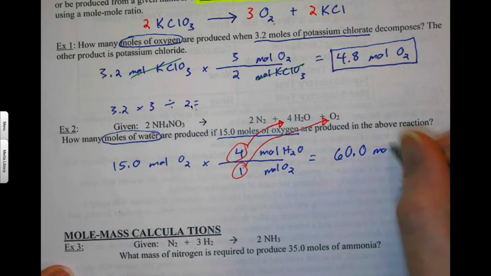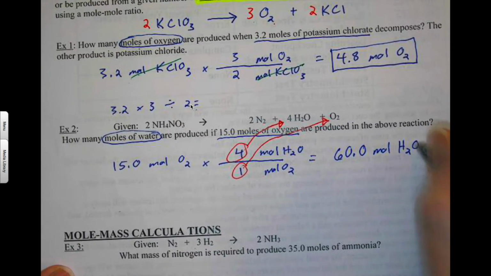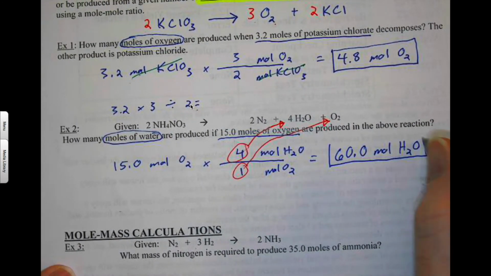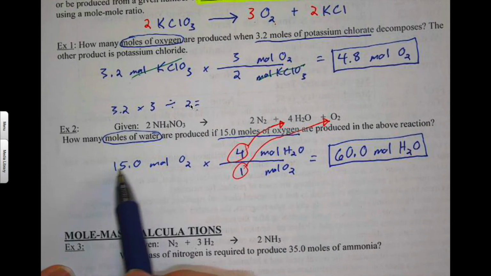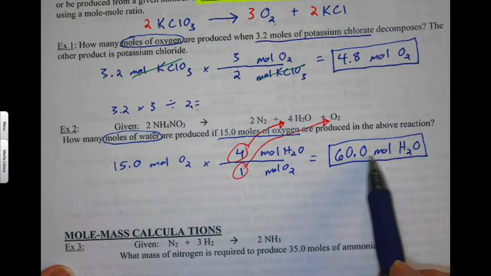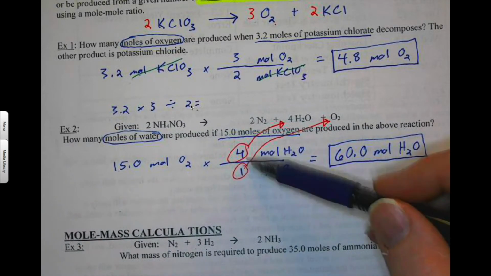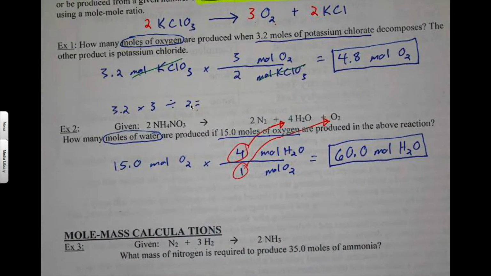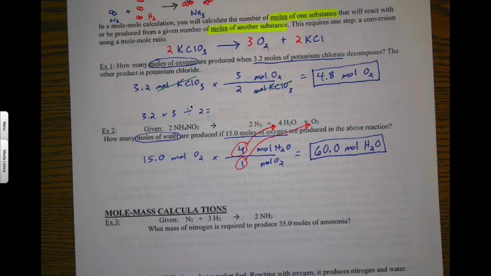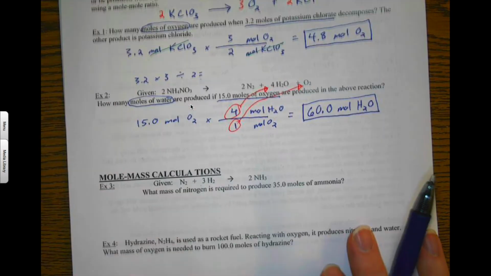60.0 moles of H2O. Hey, notice those sig figs right there? I started with 3 sig figs, and I'm going to end with 3. Even though these are considered exact numbers, so they have an infinite number of sig figs, so we're not going to consider those. Okay, you just look at the ones you start with and the ones you end with.